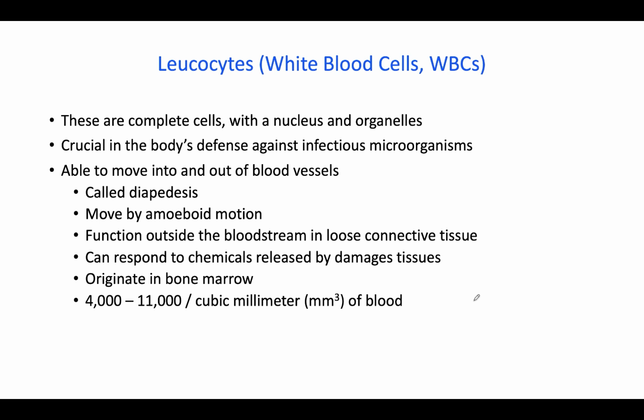Another type of formed element, white blood cell. White blood cells lack hemoglobin. But leukocytes have a nucleus and organelles. Therefore, they are regarded as complete cells. They are true cells. Although white blood cells are a component of the blood, the blood serves primarily as a means to transport these white blood cells to other tissues. Why?